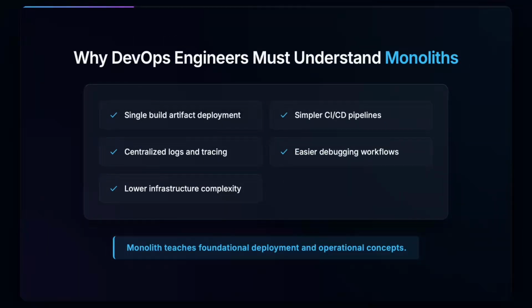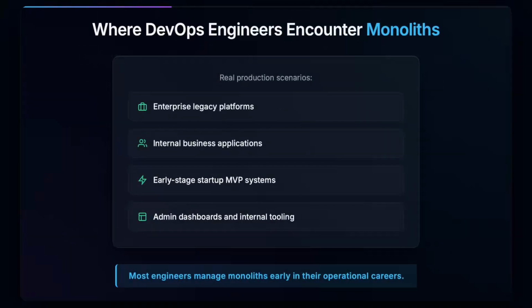Okay, why should we learn this? Right? Your monolith application will produce a single deployment artifact which is easier to handle and deploy. Right? Next, your CI/CD pipeline will look simple and not too complex. You will create a system where you will have centralized logging and tracing. The bug fixes will be easier to debug and your infrastructure setup will be simple and it will bear low cost. Right? Now, let's see why a DevOps engineer must understand monolith architecture.